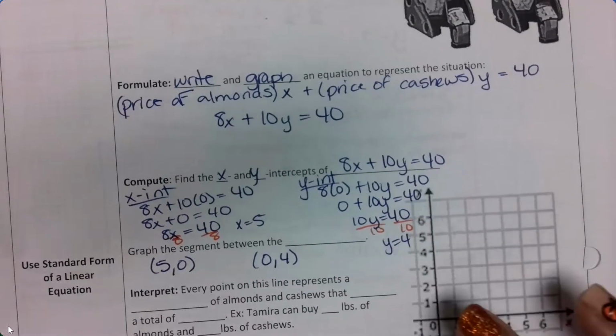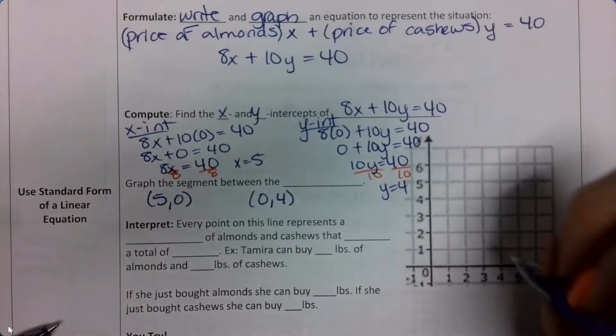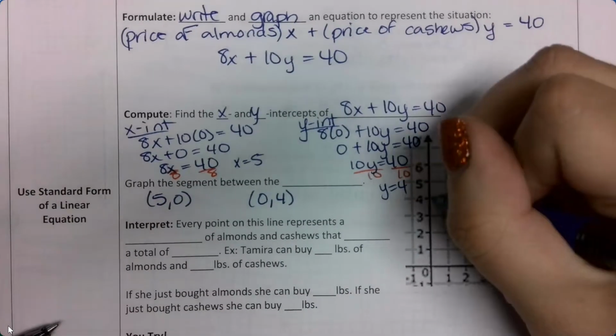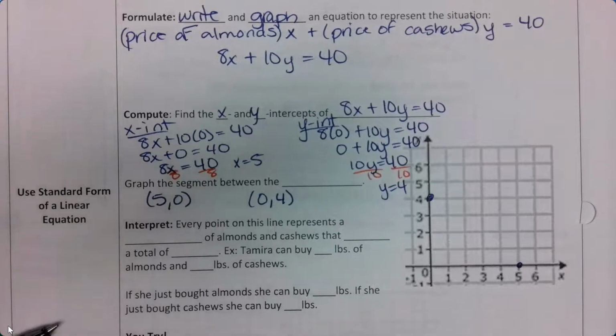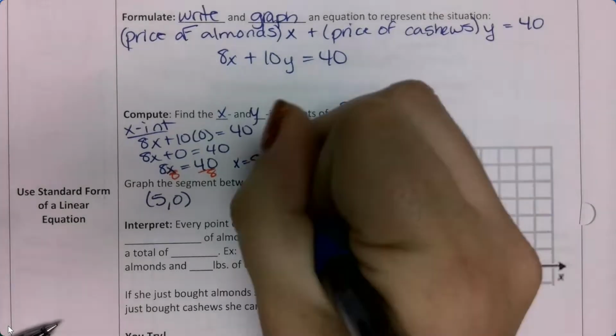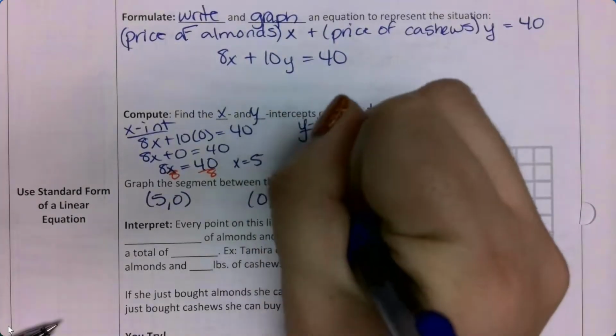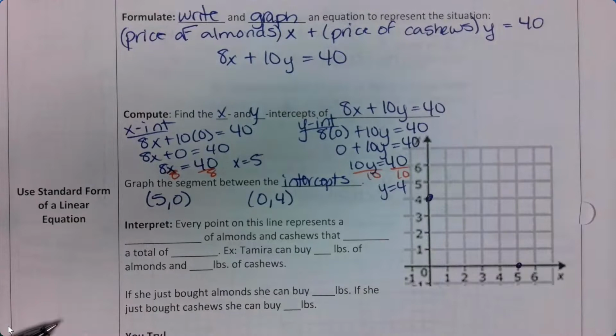I'm going to go graph those two on my graph. So I have 5, 0 right here, and 0, 4 right there. So because she can't buy negative almonds, I only want to graph the segment in between the intercepts. And she can't buy negative cashews either.